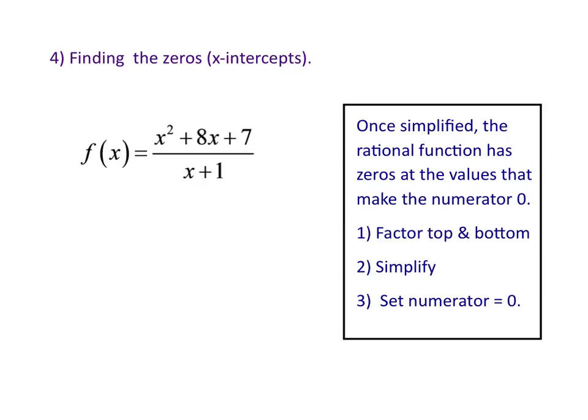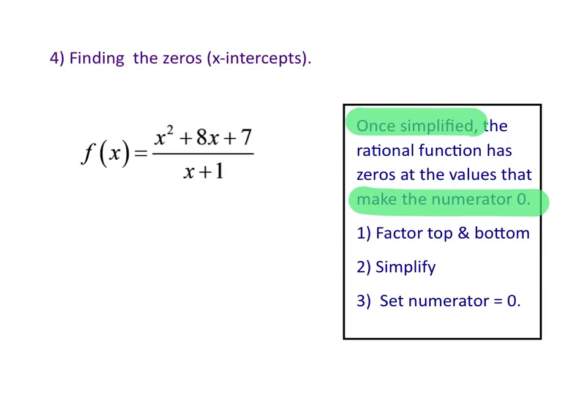Now let's look at finding the zeros, also known as x-intercepts. So once simplified, we need to simplify our rational expression, or our rational function, first. The rational function has zeros at the values that make the numerator equal to 0. So now it is a little bit different because we want to set the numerator equal to 0, not the denominator. So again, x-intercepts would be setting the numerator equal to 0, but excluded values is when we set the denominator equal to 0. So let's take a look here at this first example.